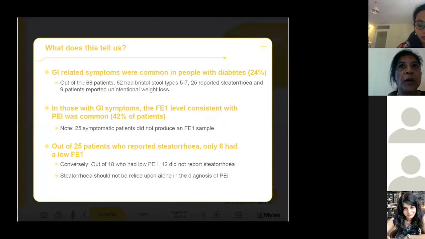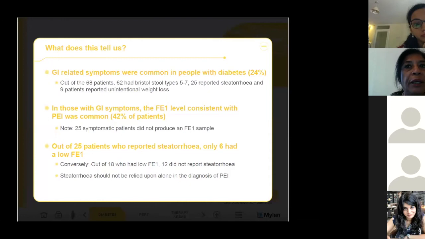So what does this tell us? This tells us that GI symptoms were common in people with diabetes. That's 24%, one in every four patients. PEI is responsible for 42% of GI symptoms in diabetic patients when the fecal elastase test was performed. Of the 25% who had steatorrhea, only 6 had fecal elastase less than 200. 12 did not report steatorrhea, but had PEI. So remember that steatorrhea is a poor marker to diagnose or exclude PEI in diabetes.